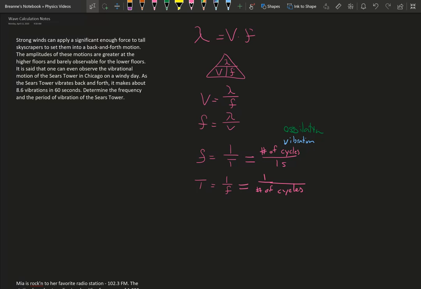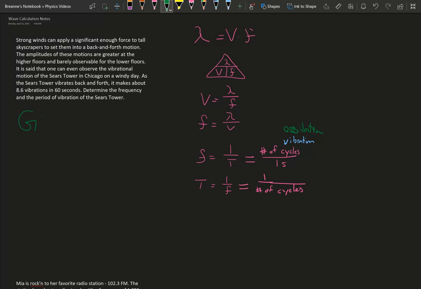As the Sears Tower vibrates back and forth, it makes about 8.6 vibrations in 60 seconds. Determine the frequency and the period of vibration of the Sears Tower. So we want to do frequency and we want to do period. If we're doing our GUESS method here, let's pull out our givens.